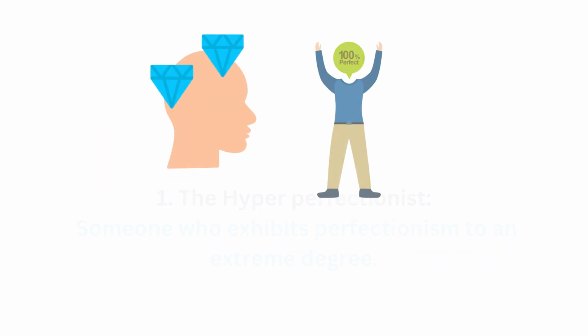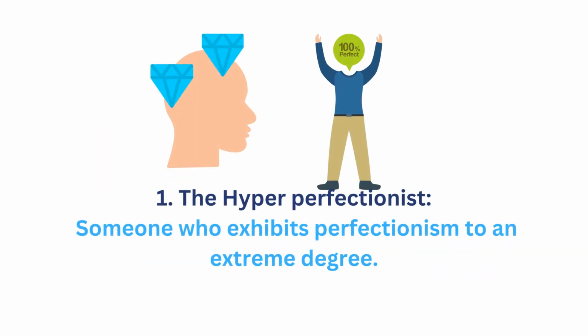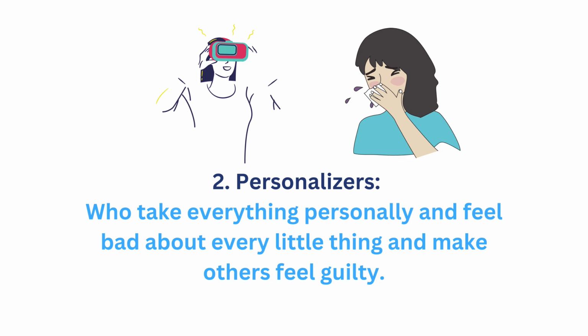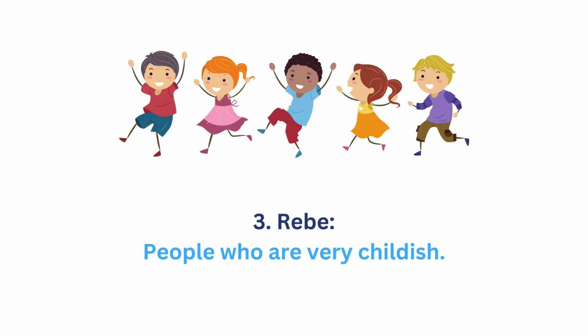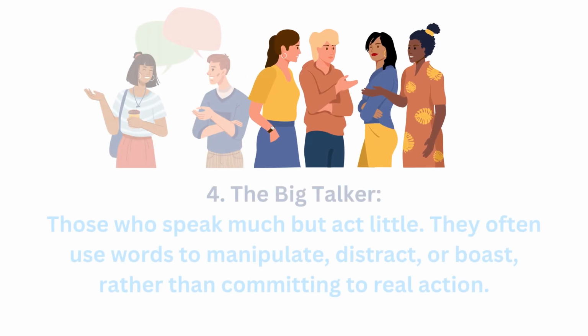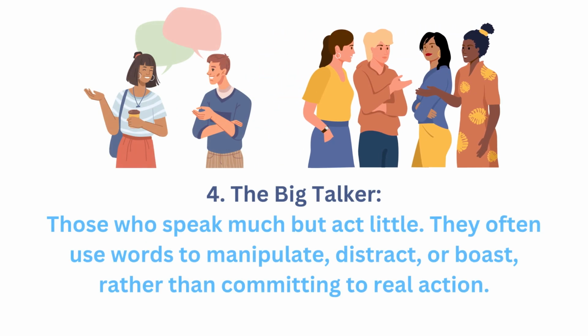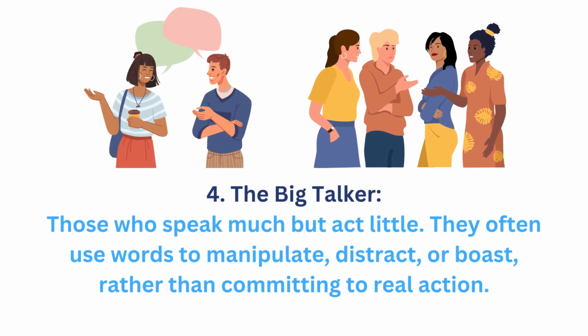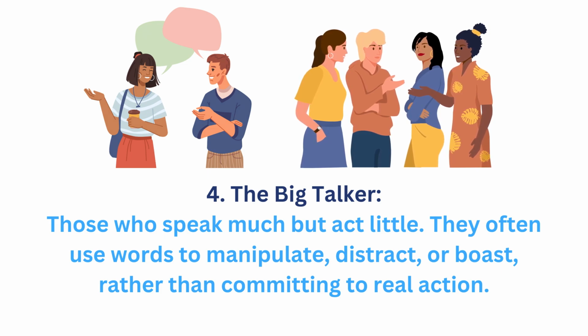Number 1. The hyper-perfectionist. Someone who exhibits perfectionism to an extreme degree. Number 2. Personalizers, who take everything personally and feel bad about every little thing and make others feel guilty. Number 3. Rebbe, people who are very childish. Number 4. The big talker, those who speak much but act little. They often use words to manipulate, distract, or boast rather than committing to real actions.